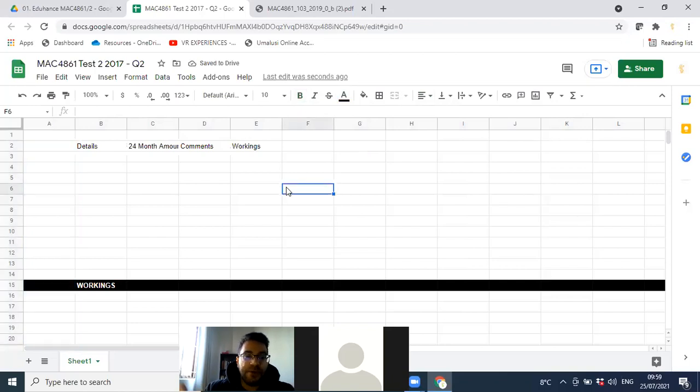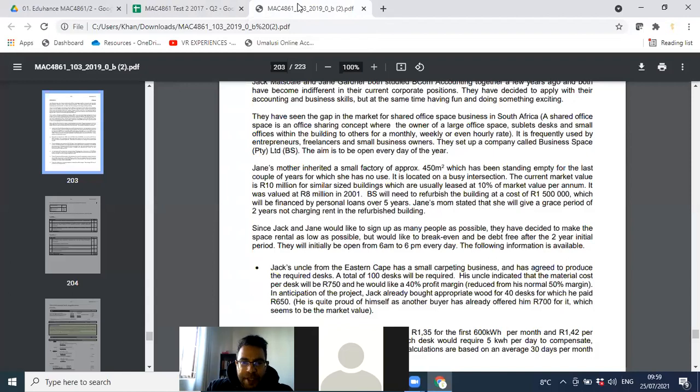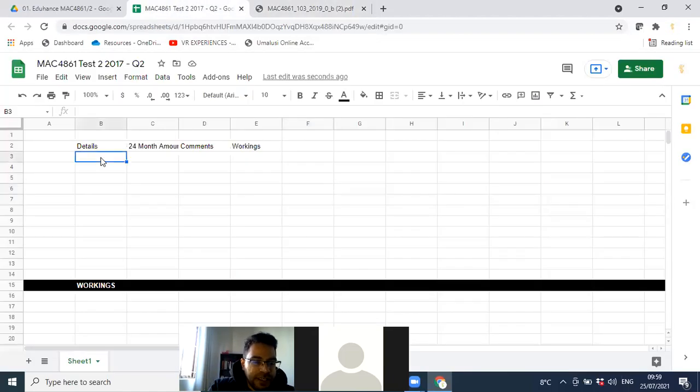Okay, so now we're going to basically work through this. Remember, we're going to start over here. We're going to deal with the rent, and we're going to deal with the refurbishment. So, rent of factory.